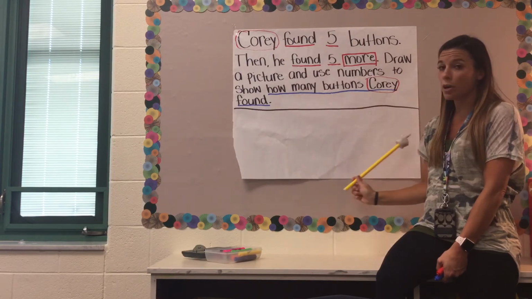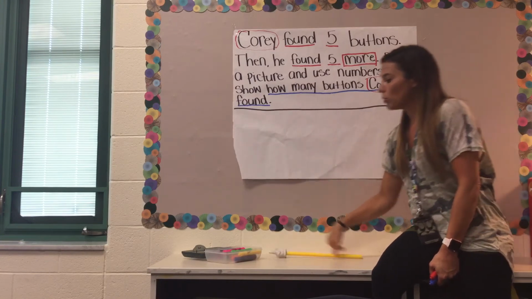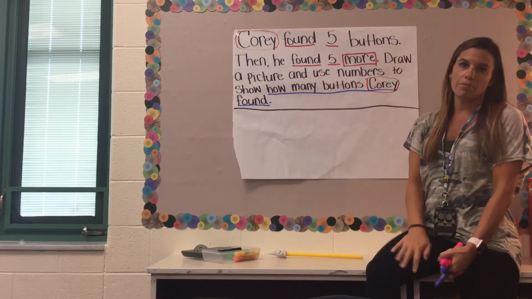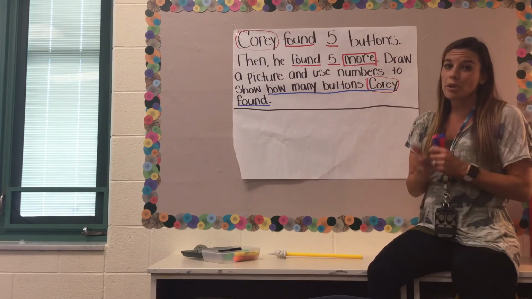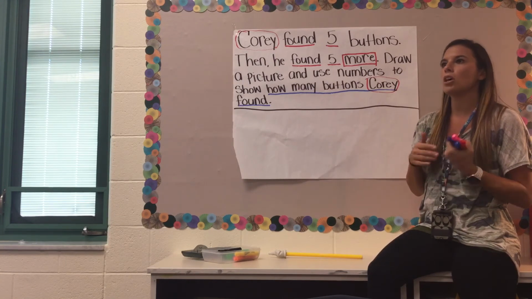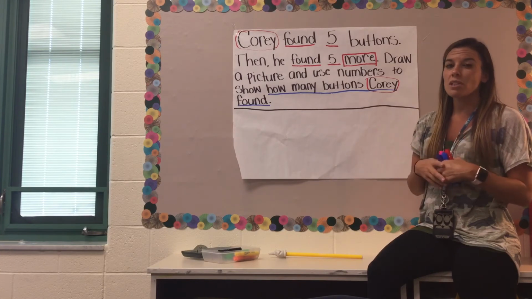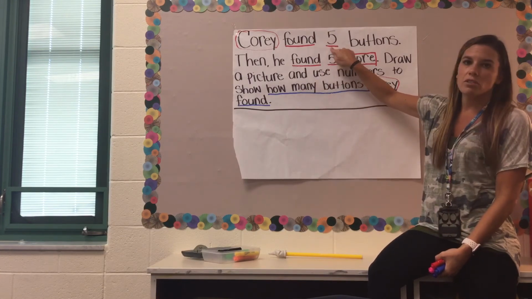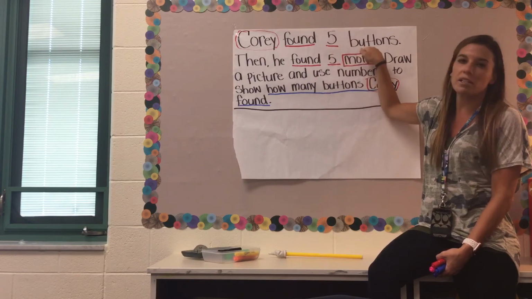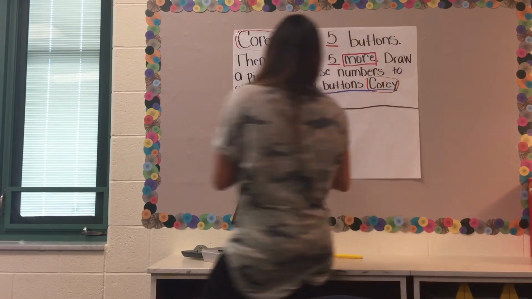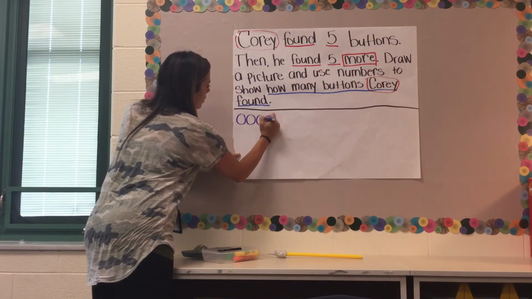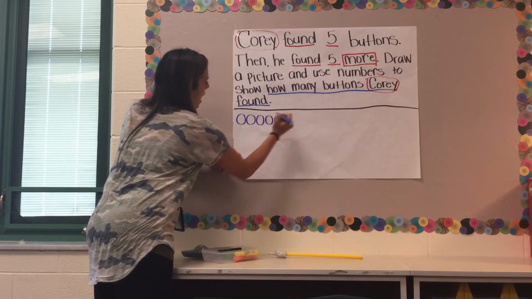Okay, so the next part of our problem I'm going to do down here. So what is the problem telling us to do? Well, the first thing it told us to do was draw a picture. Okay. For story problems, I don't like to spend a lot of time on the picture, so instead of drawing actual buttons, I'm just going to use what I call magic circles, okay? So I'm going to draw 5 magic circles first, because that's the first number that I saw. Corey found 5 buttons. So I'm going to draw 5 circles. Count with me. 1, 2, 3, 4, 5.